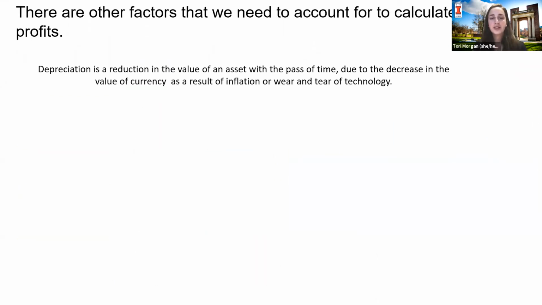There are also other factors that we need to account for in order to calculate net profits. And one of those is depreciation. And that's a reduction in the value of an asset with the pass of time due to the decrease in value of currency as a result of inflation or wear and tear of a technology. And so $1 today does not equal the same amount 10 years from now. The value of money changes over time.